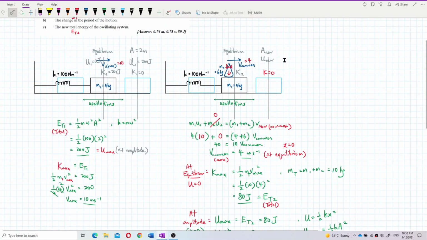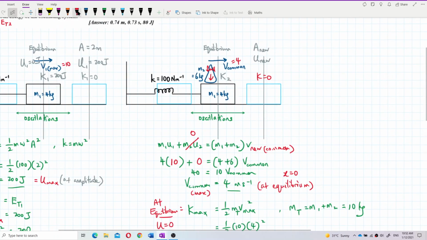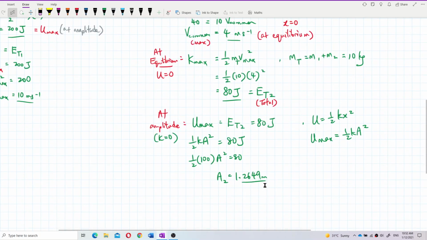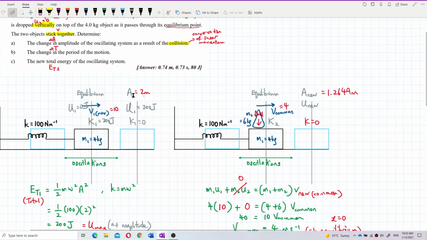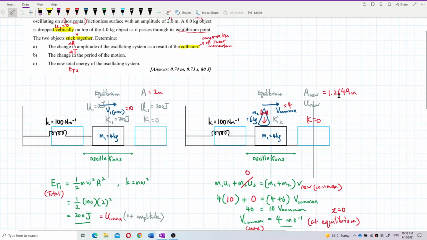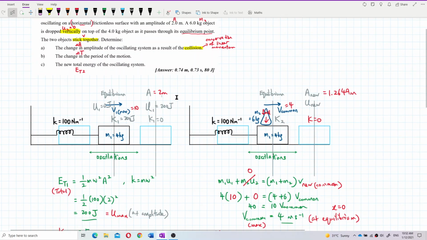So we can write the new amplitude over here: 1.2649 meter. Last time it was 2 meter. You see that? Last time it was only 2 meter. Now the amplitude dropped because it became heavier, right? The amplitude dropped to 1.2649.